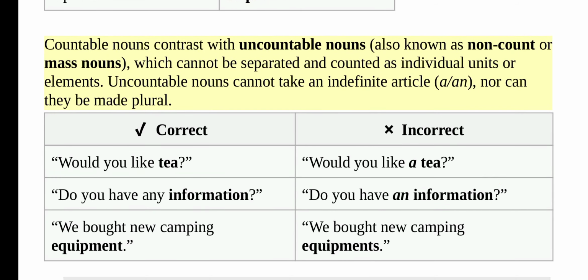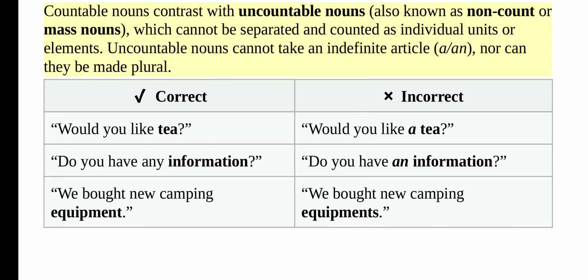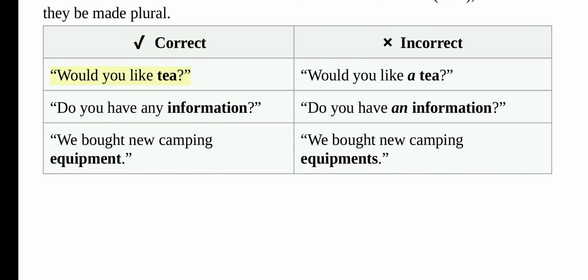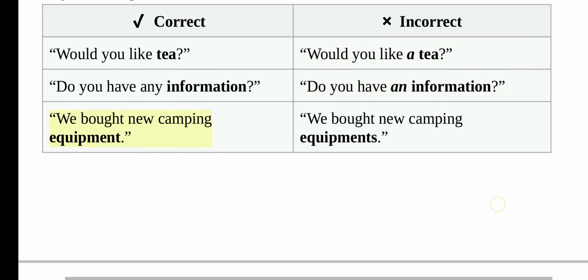Countable nouns contrast with uncountable nouns, also known as non-count or mass nouns, which cannot be separated and counted as individual units or elements. Uncountable nouns cannot take an indefinite article a, and nor can they be made plural. Correct: Would you like tea? Do you have any information? Incorrect: Would you like a tea? Do you have an information? We bought new camping equipment. We bought new camping equipments.